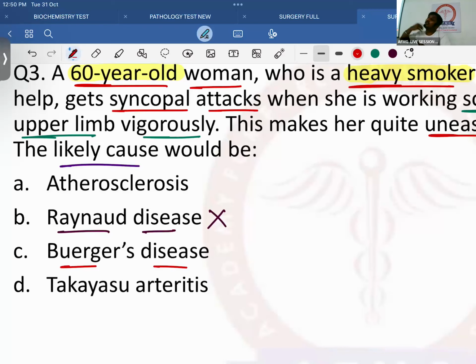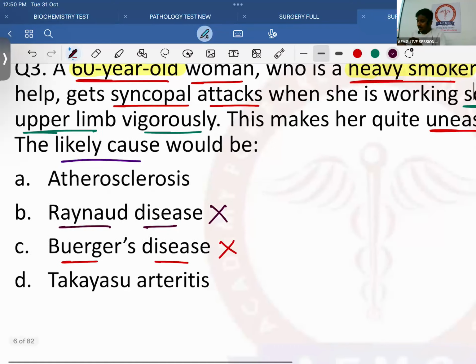So which blood vessels are involved? Carotid vessels or the aorta would be involved. That is the time definitely the patient can get syncopal attack. Can these vessels be involved in a case of Buerger's? Never. Which vessels are involved in Buerger's? The small blood vessels like the tip of fingers or the tip of toes. Right? So any which way, Buerger's is also out of the league.